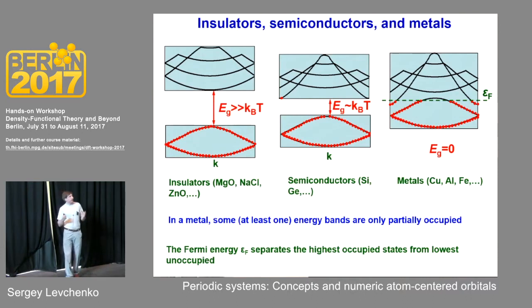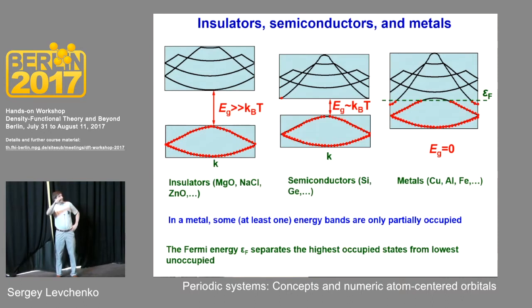In general, solids are distinguished into 3 different classes. One class are insulators, and examples are magnesium oxide, sodium chloride, or zinc oxide, which have a large band gap, large compared to thermal energy, to kT. Then there are semiconductors, such as silicon, germanium, or doped. It can also be doped insulators, and by this, we make them semiconductors, in which case the band gap is comparable to kT.